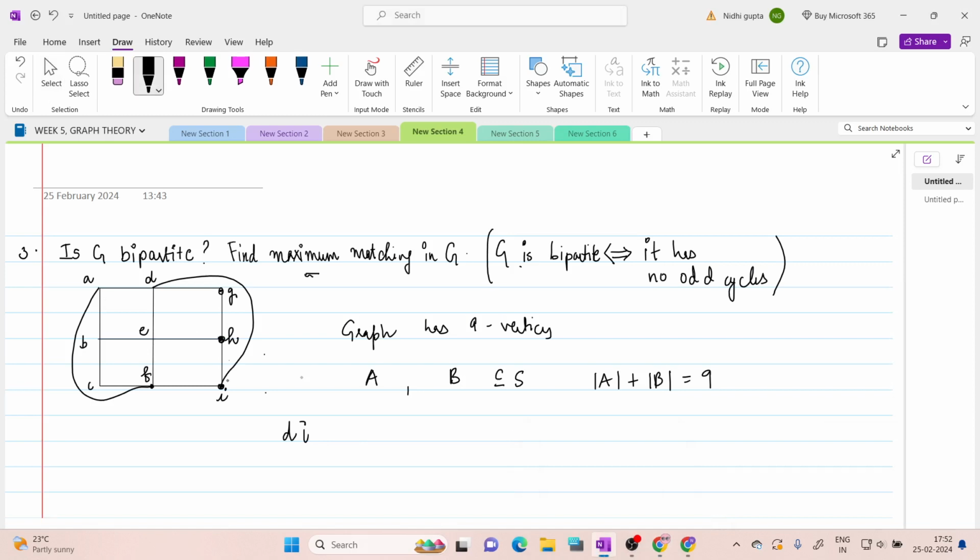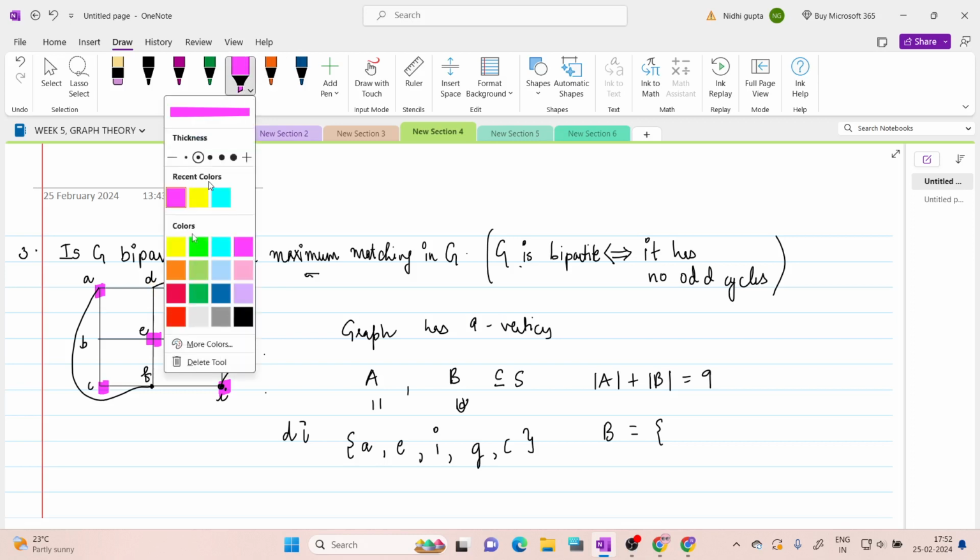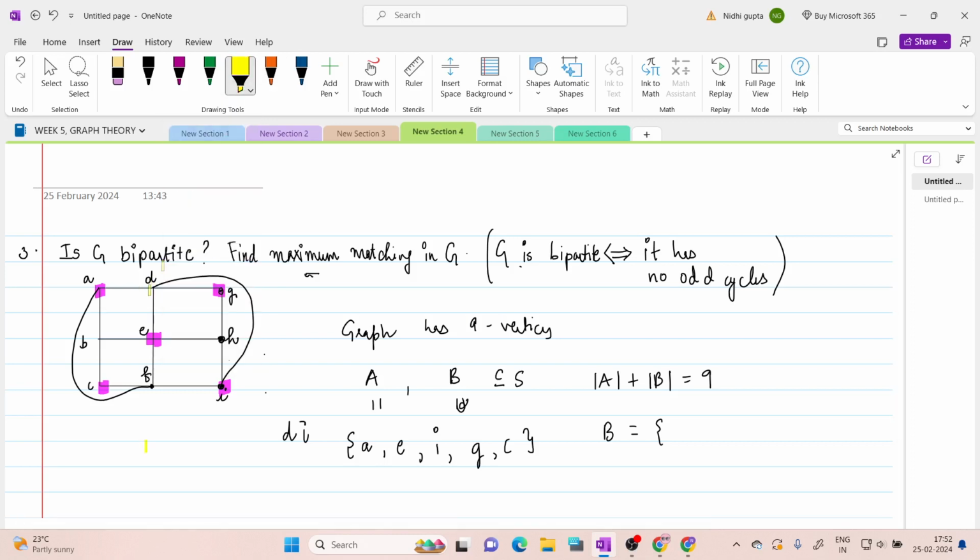Okay, Anupam, so you were saying that it is a bipartite graph. So what are the bipartitions? Ma'am, one is A, E, I, G, and C. Okay, and B is the leftover vertices, right? Yes, ma'am. So one set is A, E, C, G, I, and the leftover set is D, H, F, B.